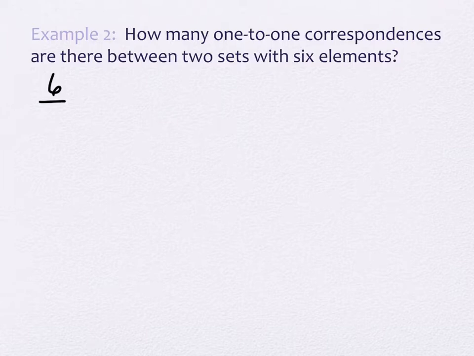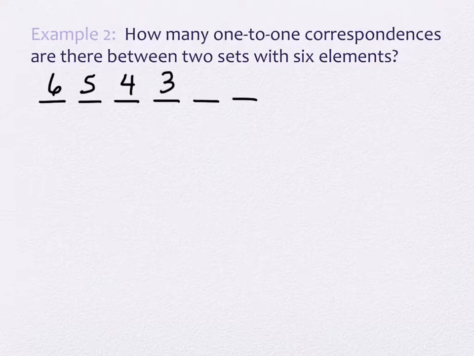Make sense? The next line, that's my husband. How many different people could he be corresponded to after I get my partner? 5. There are only 5 choices left. My oldest son, how many choices does he have? 4. And what are we going to do with my last 3 children as we keep going down the line? 3, 2, 1.